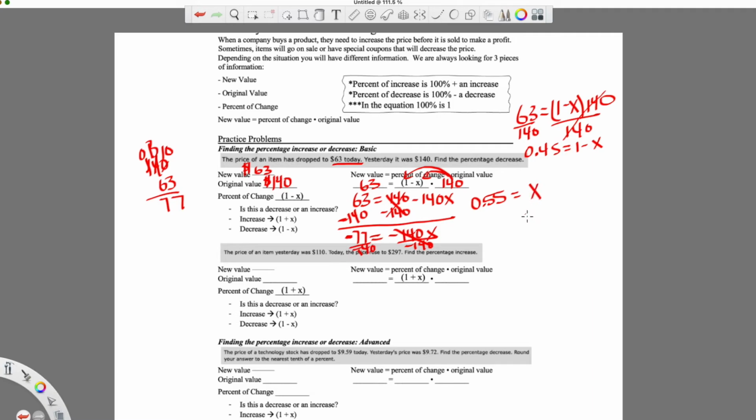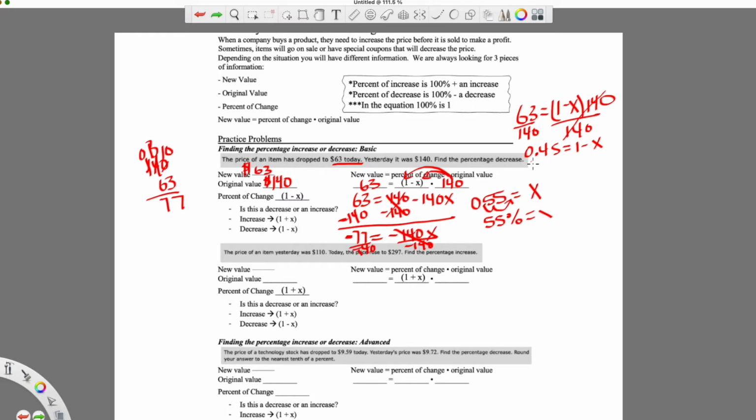So what they want, though, since they want it as a percent of decrease, this is the decimal form. I want to take that decimal and move it 2 times to the right, and that turns it into a percent. So it's 55%. So it was 55% off the original. So it's a pretty darn good discount, honestly, since it dropped 55%.